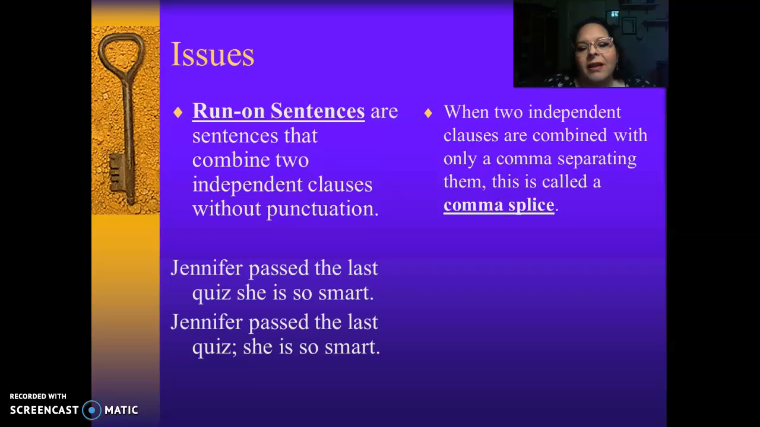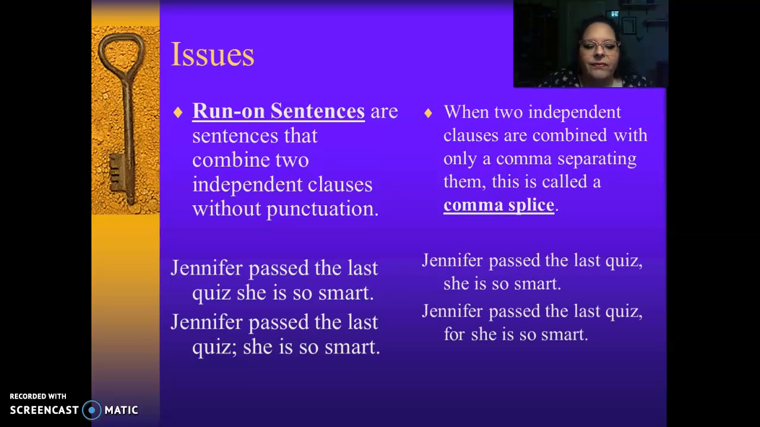When two independent clauses or two simple sentences are combined with only a comma that separates them, this is called a comma splice. You need to add that conjunction. Jennifer passed the last quiz. She is so smart. Jennifer passed the last quiz for she is so smart. Or, because she is so smart, but then you wouldn't need the comma.